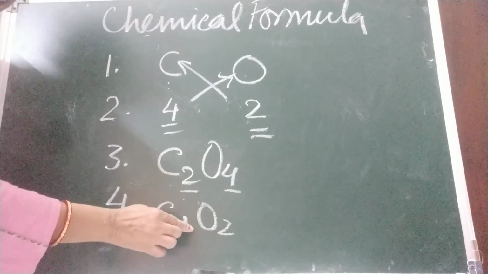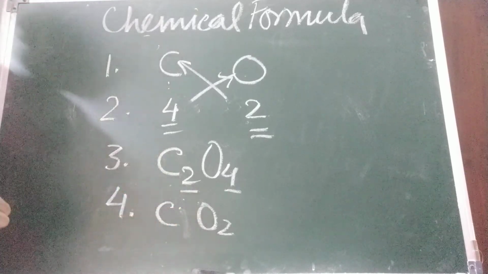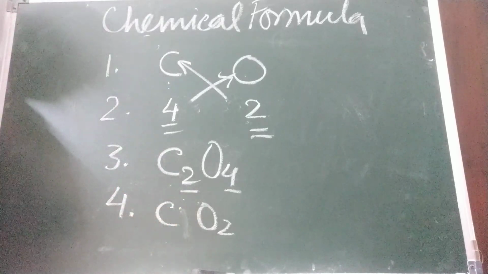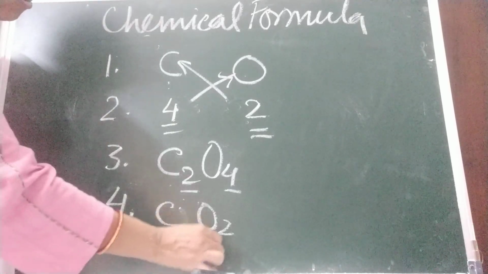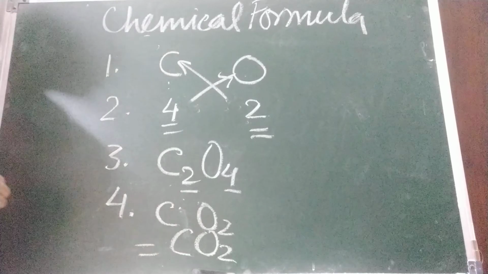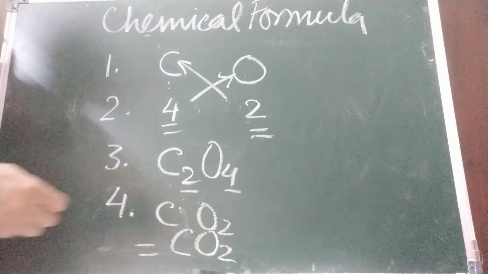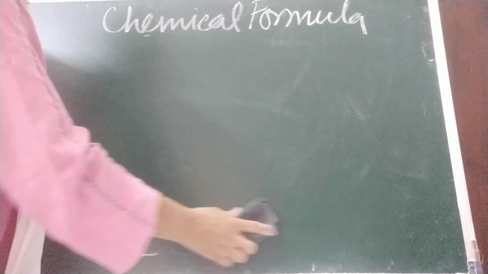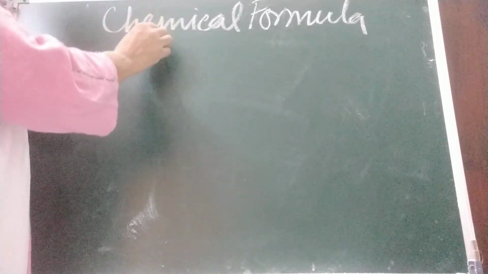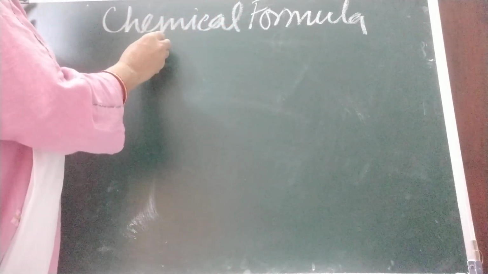Okay. Children, 1 we never write. 1 valency we never write. So the formula is what? CO2. You do practice in your notebook. Now second, I am going to tell you. You take the example.